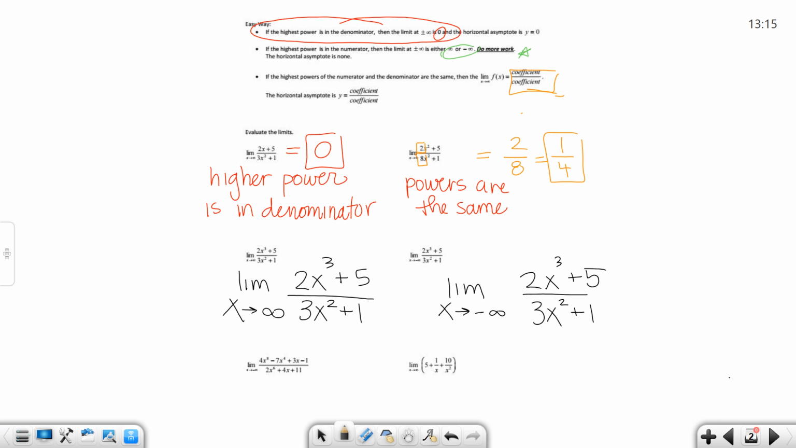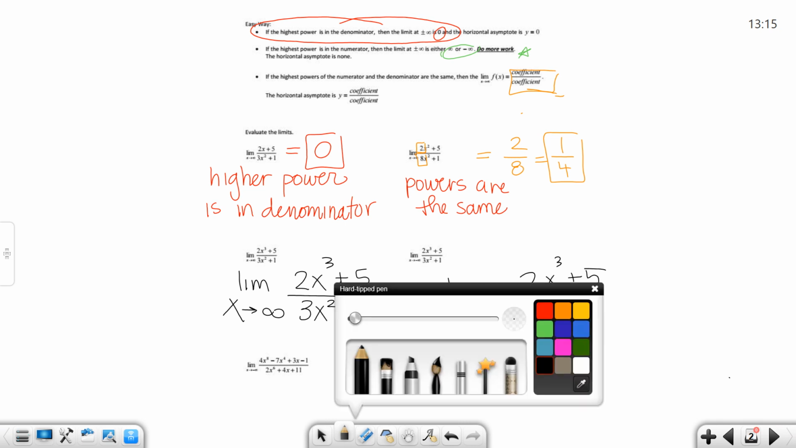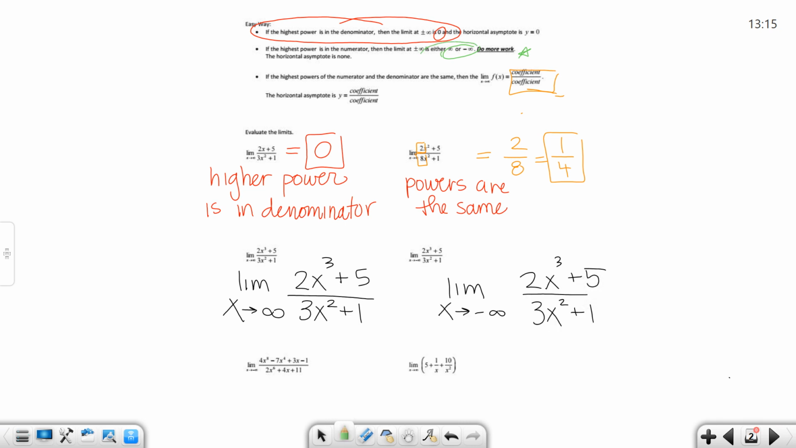So what you'll notice about both of these expressions is that your higher power is in the top. Okay, that's my lime green up there. If your higher power is in the top, it's either negative infinity or positive infinity. Do more work. Okay, here's the more work that you need to do. Look at your highest term on the top and look at your highest term on the bottom. Okay, now I know already that my answer is either positive infinity or negative infinity. I have to pick one.